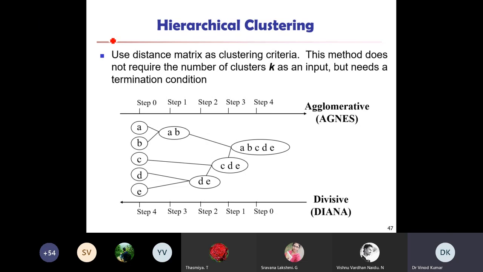See, what is the difference in that? In the previous one, we were required K as an initial number of clusters. How many clusters do you want to create? It was given as a user choice. So based on that, everything was happening. Now in the hierarchical algorithm, it is not like that.